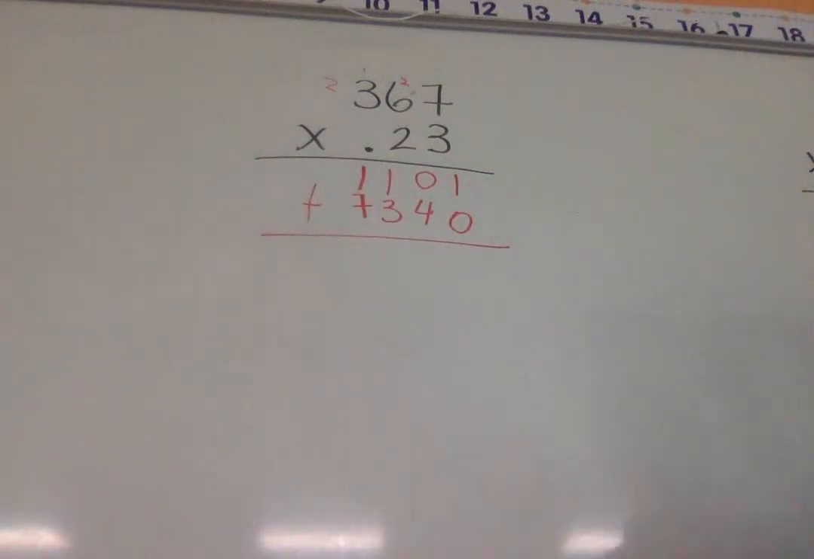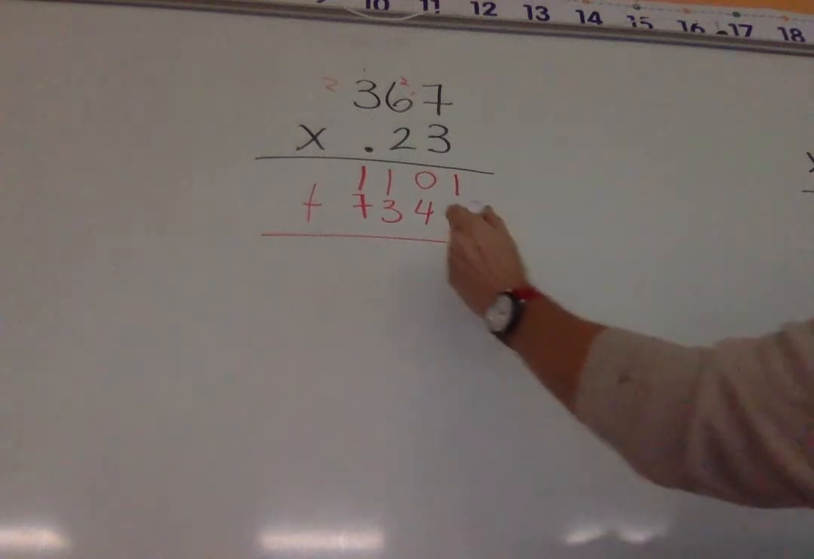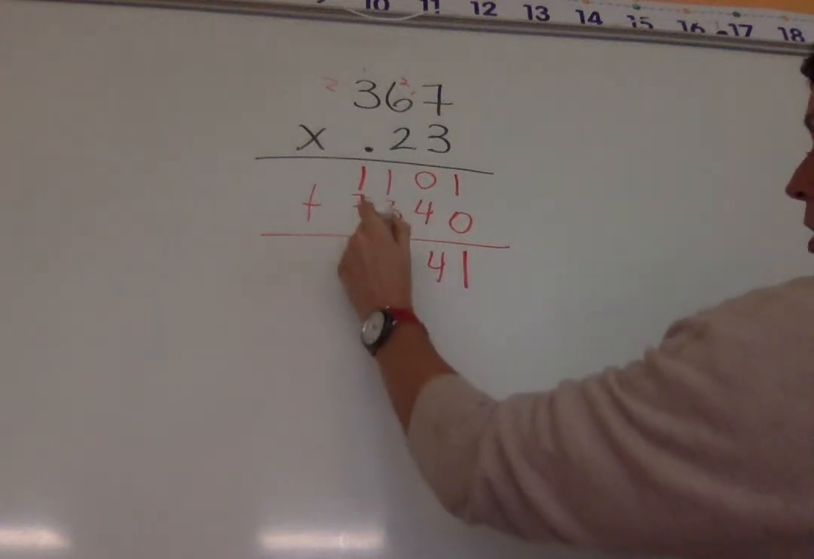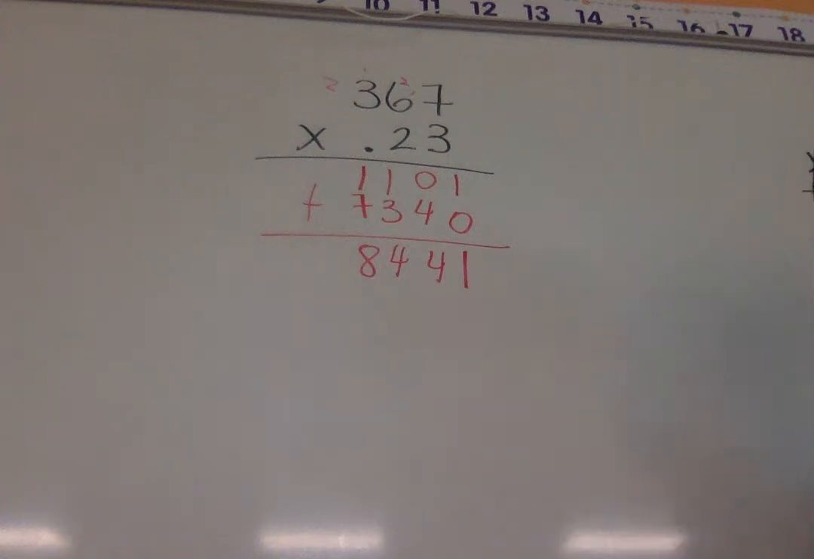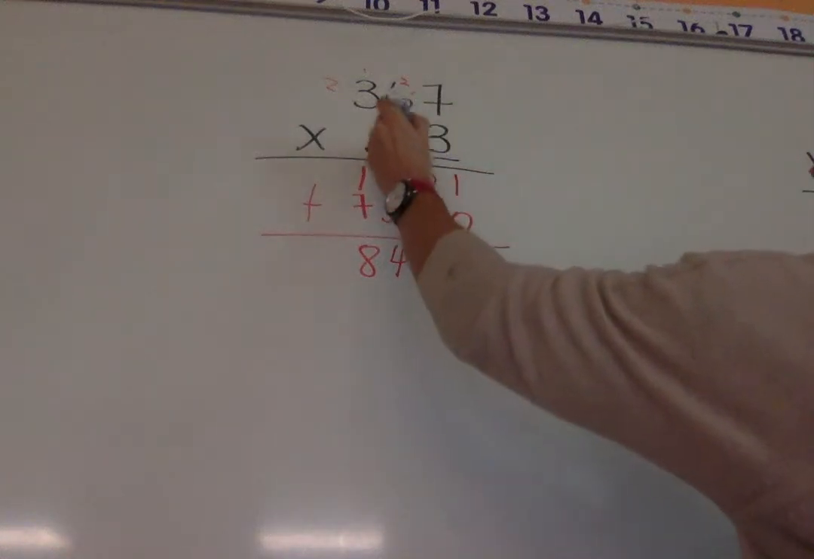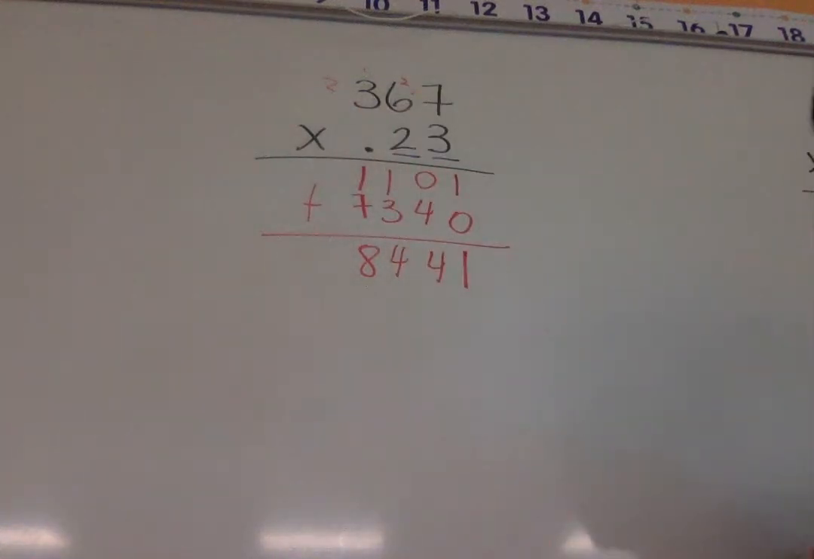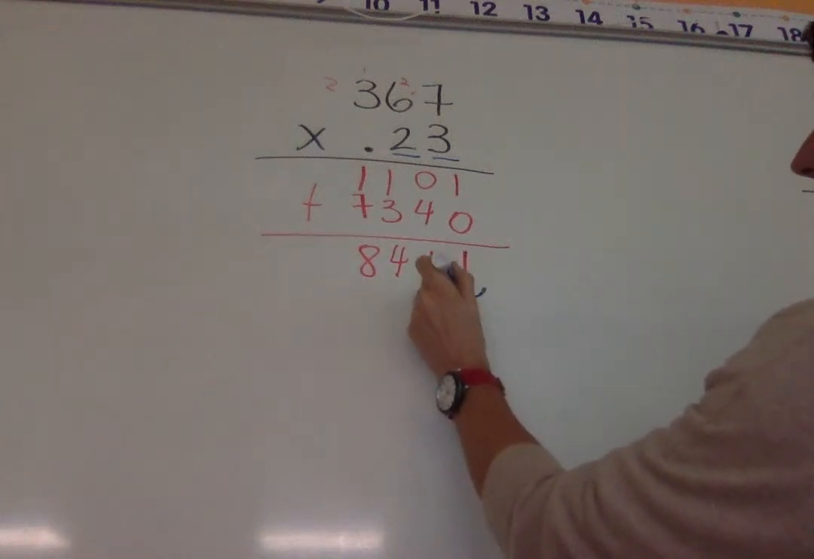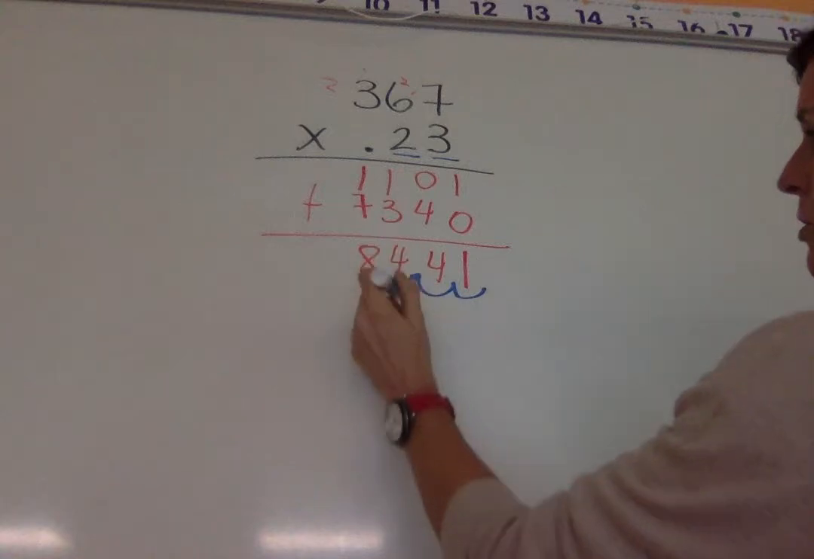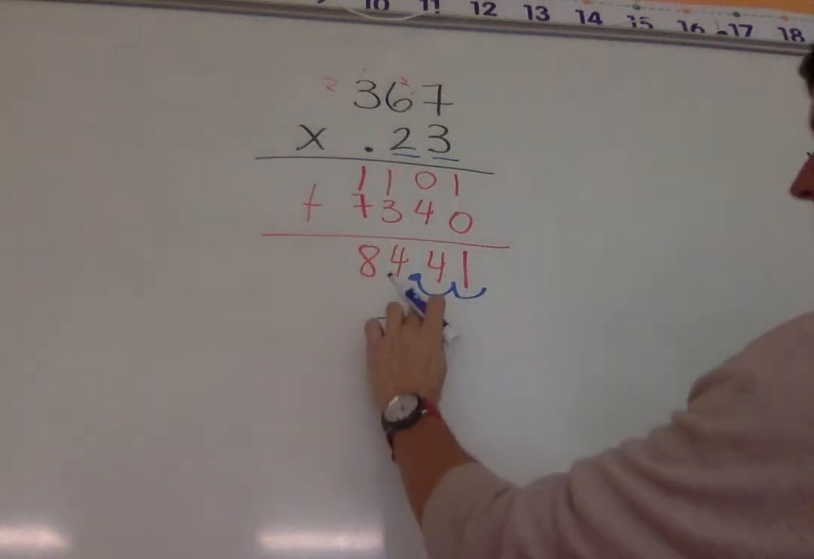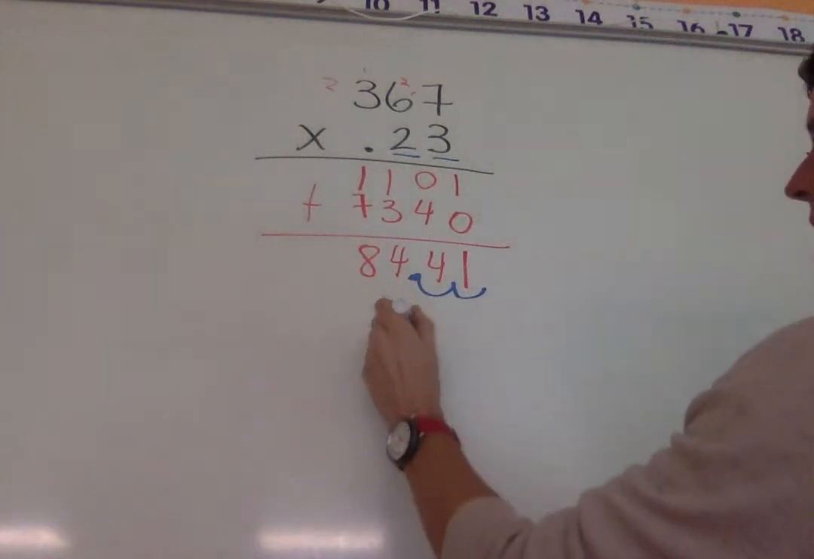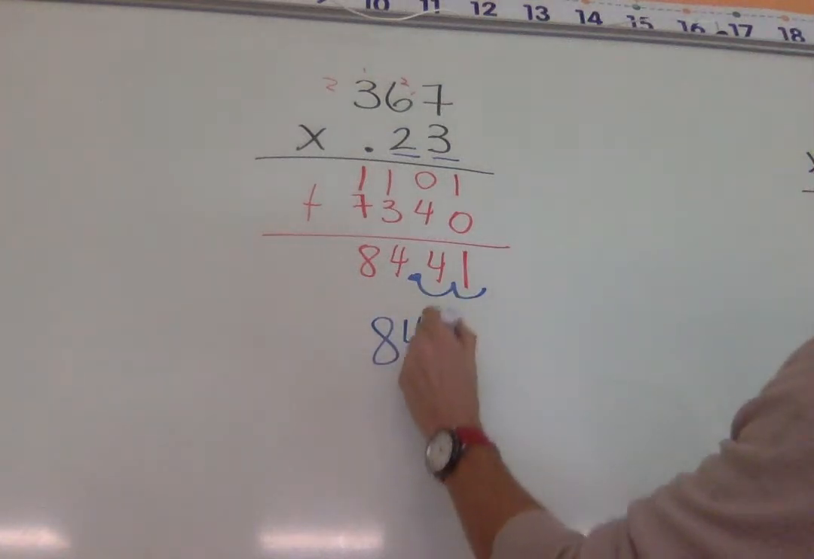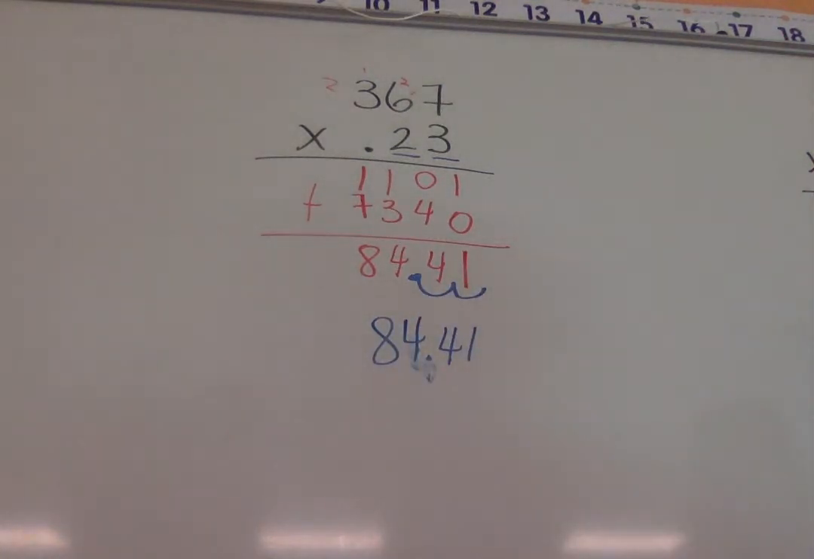Now I add 1, 4, 4, 8. But am I done? I am not. I am not done because I have to move my decimal 2 places to the left. So I start at the end. 1, 2. My answer is 84 and 41/100.